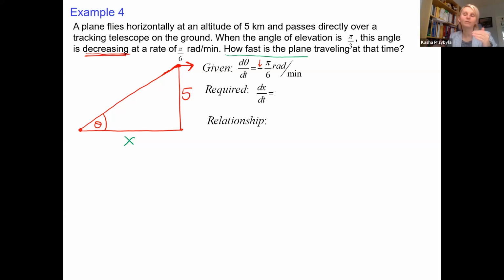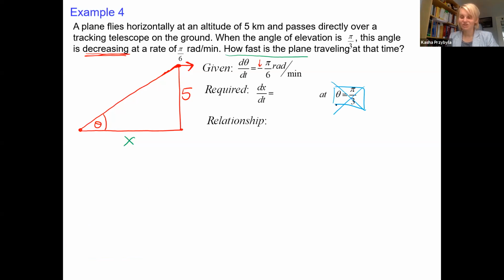Now we're looking for dx/dt. We're looking at how fast the plane is going, and the speed is how the distance behind the object is changing. dx/dt at the moment that the angle is pi over 3, but we know the angle is not pi over 3 in general. The angle is theta. We will take this after.